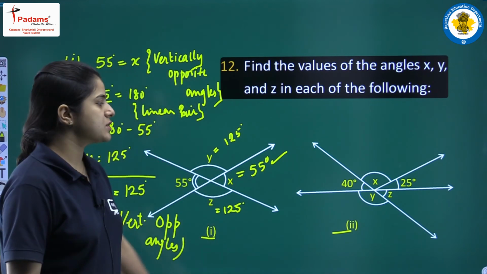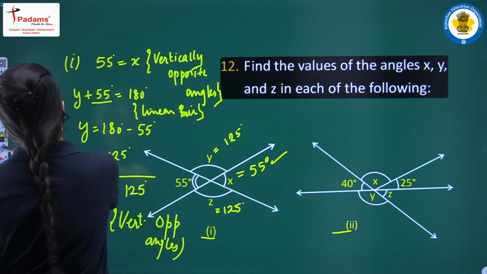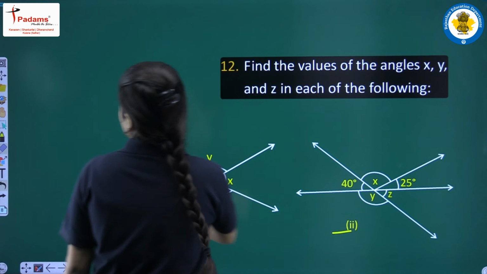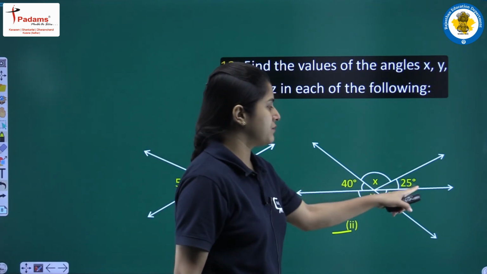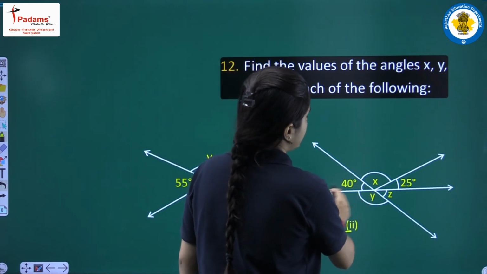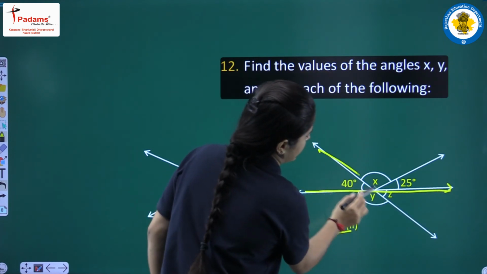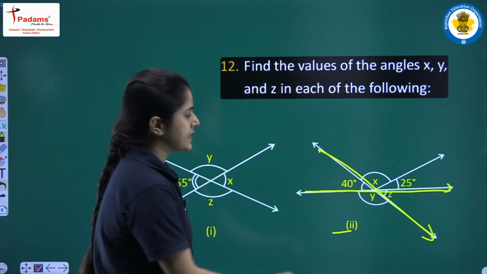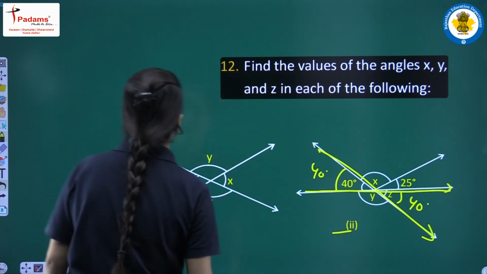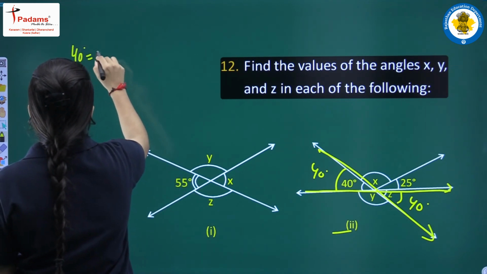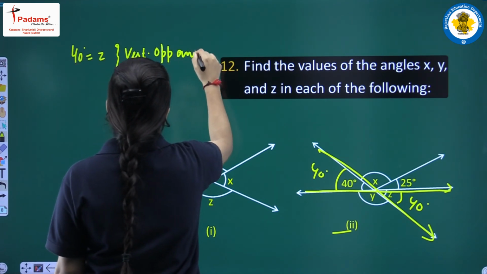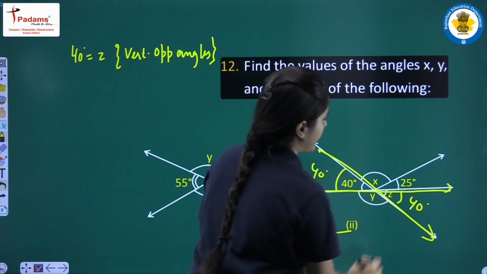Now students, looking at the second part, what is the second part all about? Have a look. 40 degrees, 25 degrees, y, z, x. Firstly, clearly you can see that these two lines are intersecting lines. So, basically if this is 40 degrees, then this z is also 40 degrees because of vertically opposite angles. So, 40 degrees is equal to z because of vertically opposite angles. Firstly, we have found the value of z.